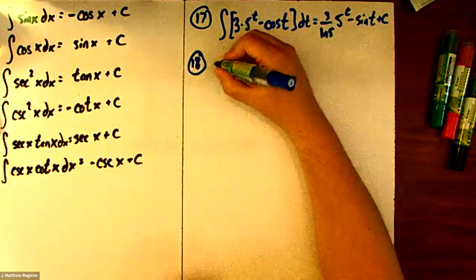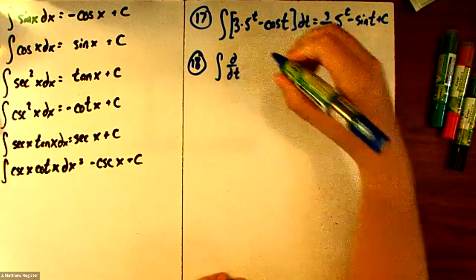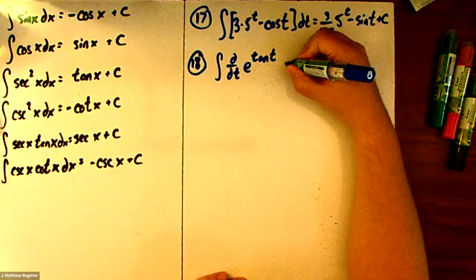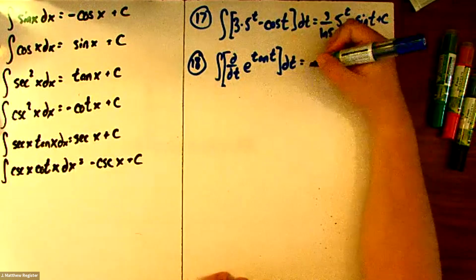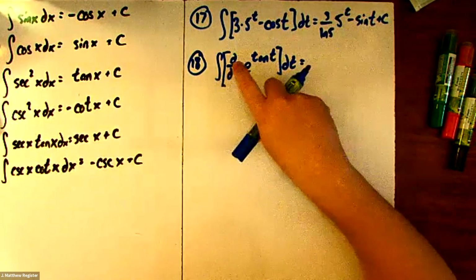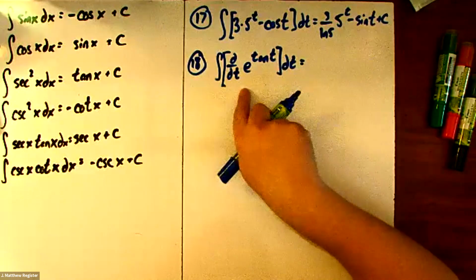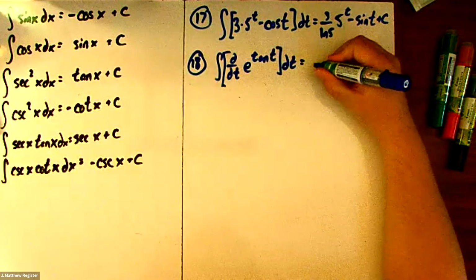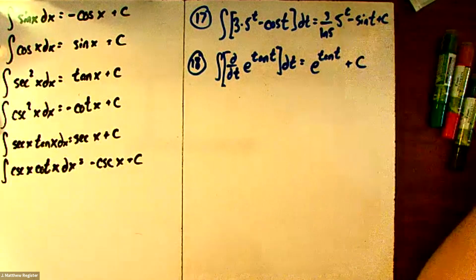18. Oh, 18 is a fun one. Integral of d dt of e to the tangent of t dt. And so this is saying, what's the antiderivative of the derivative of this function? Well, the antiderivative of a derivative is just going to cancel one another out. And so we would get e to the tangent of t plus c.